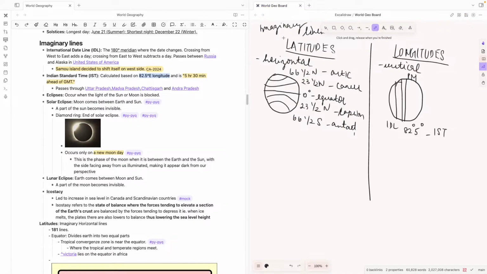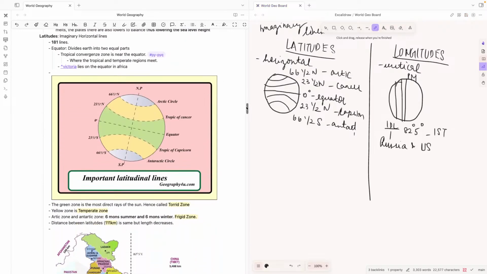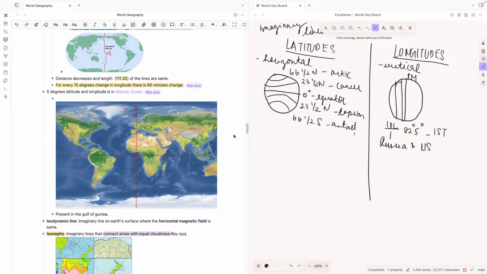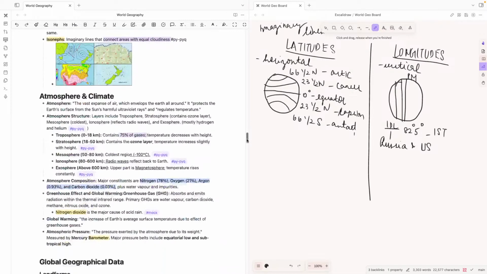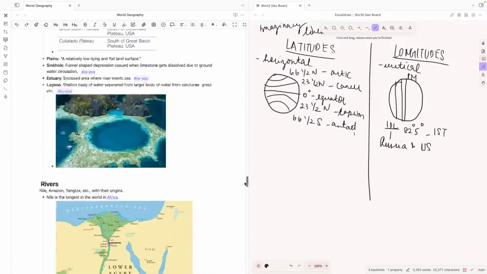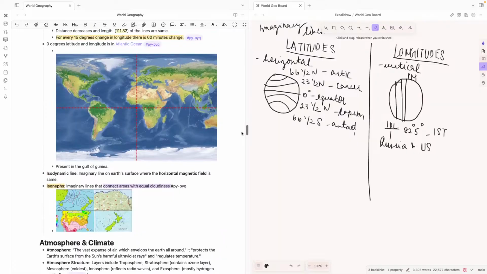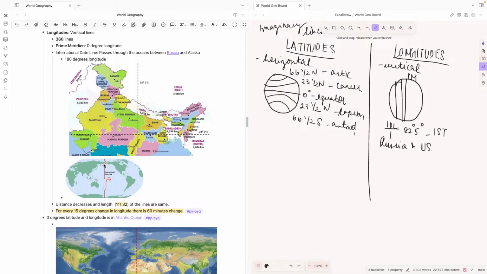This international date line is between Russia and the US. Once you cross the international date line, it is said that there is a change in the date. We'll just see how. For example, if you go from India to the US, you cross the international date line somewhere here. Yeah, so the international date line is here.